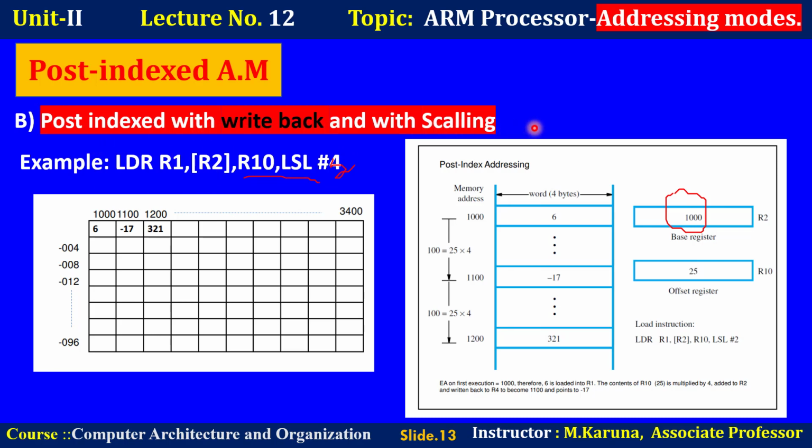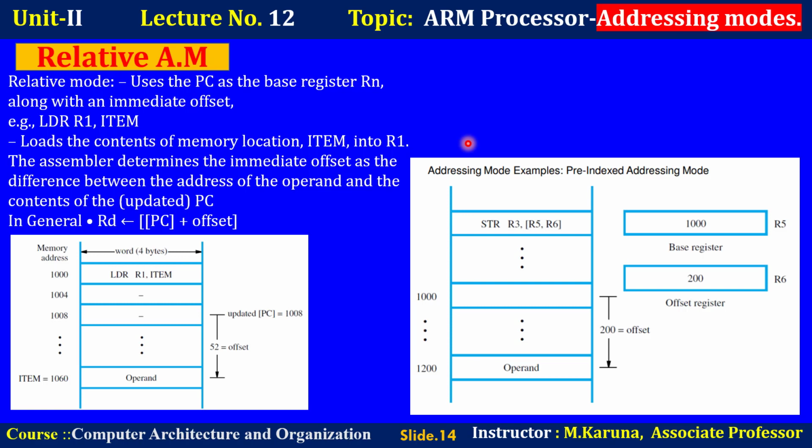and with scaling. Next, coming to the relative addressing mode. In case of relative mode, we use the program counter as the base register instead of Rn along with an immediate offset. For example, LDR R1 comma item. What is the function of this instruction? Whatever the data is present at the memory location item, that will be loaded into R1 register. It loads the content of memory location item into R1.